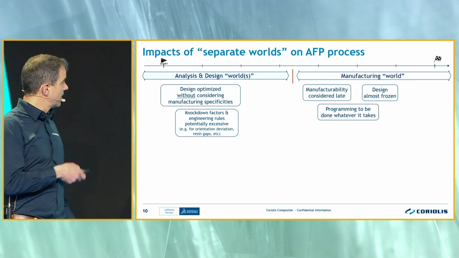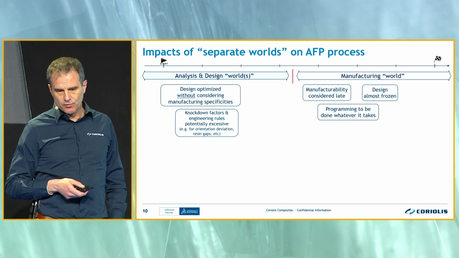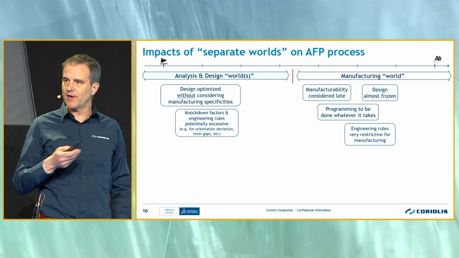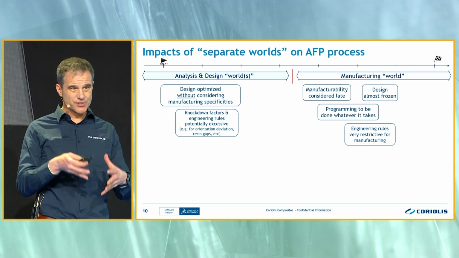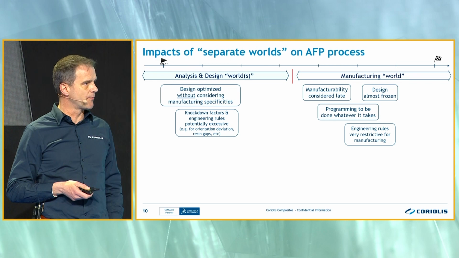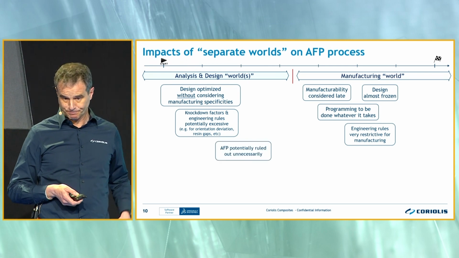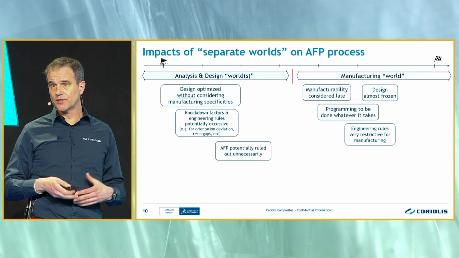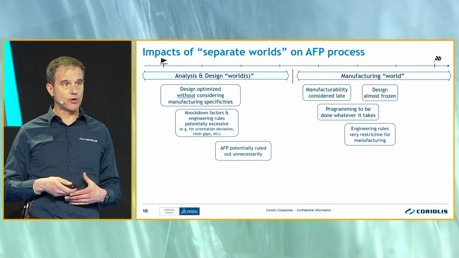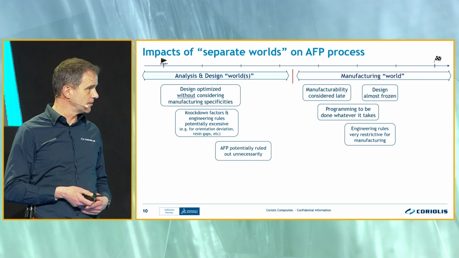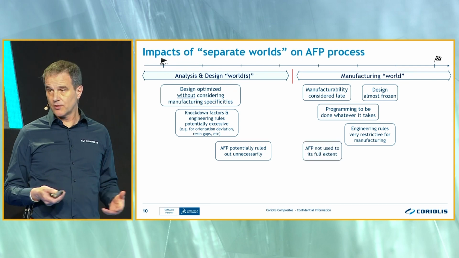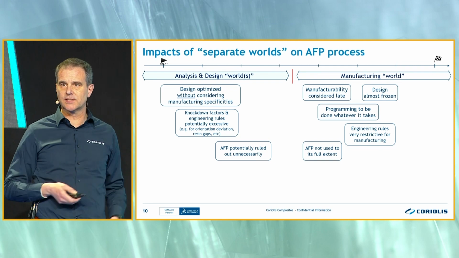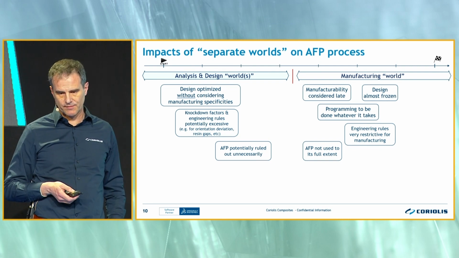To account for that, there are knockdown factors, engineering rules that are difficult to manage on the manufacturing side. It gives them a lot of constraints, which makes the programming pretty difficult. And what happens is that sometimes automated fiber placement is not considered, so you stick to a hand layup, where you could have used AFP if you had the tools to consider that as an option from the very start of the process.